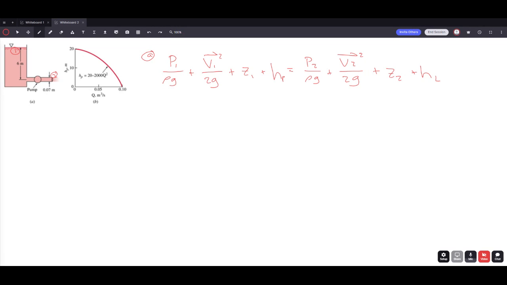So let's start canceling out some stuff. P1 is equal to P2 because they're both equal to the atmosphere, so this term just goes away. V1 we can just assume is 0 because it's not really moving yet. That's about it, honestly. We could move Z1 over there, Z2 minus Z1.